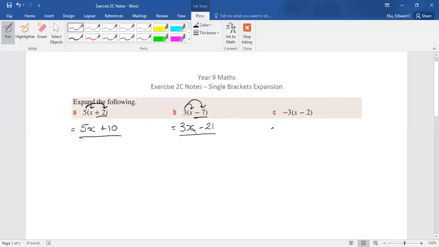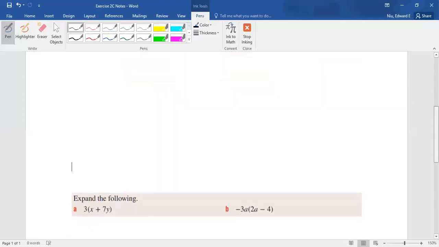Over here, we've got a negative term on the outside. Still the same concept. You would go -3 times x. So that's -3 times x, which would get us -3x. And then we would go -3 times -2. -3 times a -2, put that in your calculator if you're unsure. 2 negatives makes a positive, and we would get a +6 as our outcome. And that's our final answer because there are no like terms. Brilliant. Let's keep going.